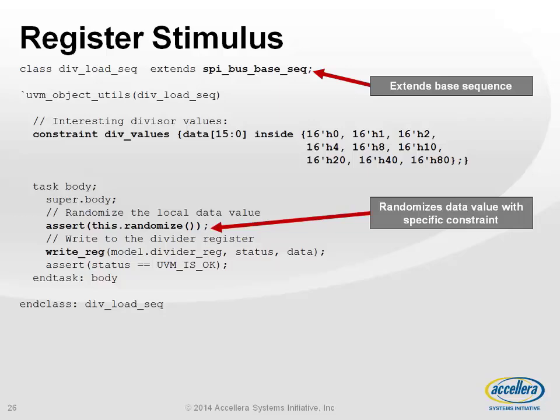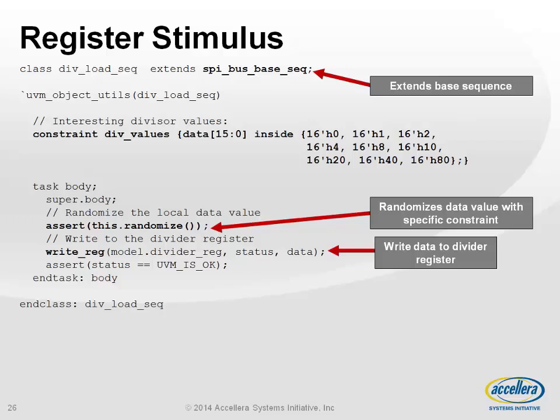I didn't actually show the declaration of data there. So we randomize it. You can think of these as values of configuration information or whatever that we're going to send down to the DUT. So we're going to randomize this particular transaction and call write-reg to the divider register with one of these values, and that's going to randomly set our clock divider or whatever it may happen to be. And then we make sure that that transaction actually worked. So we make sure that status is okay. So we write the value.